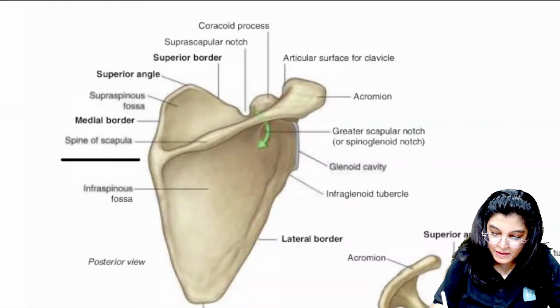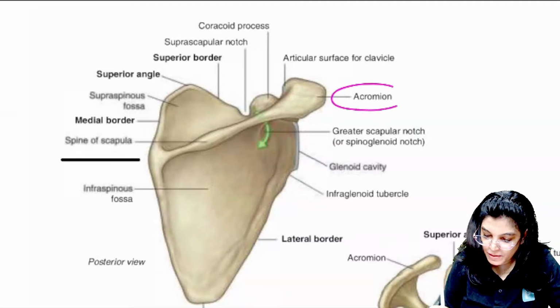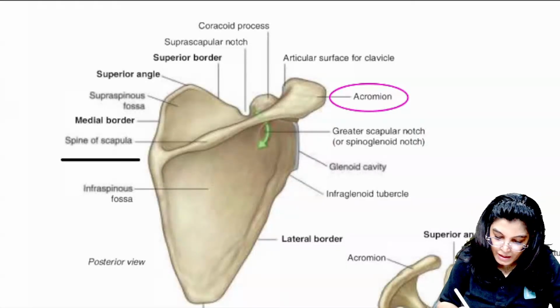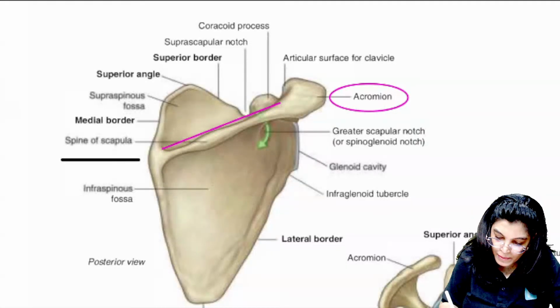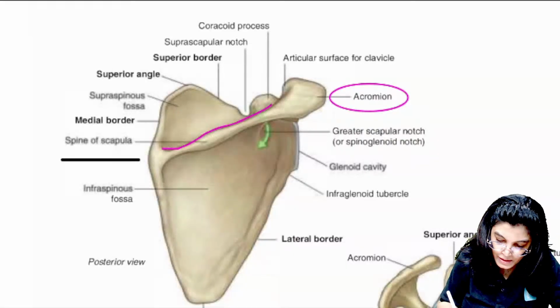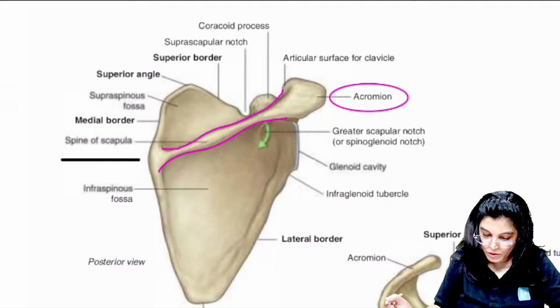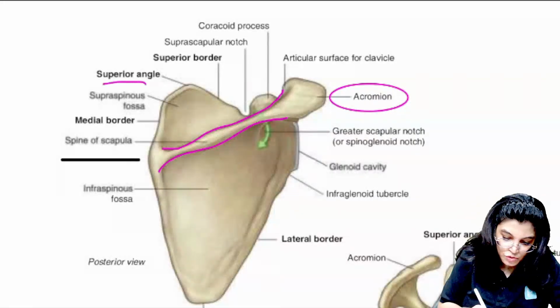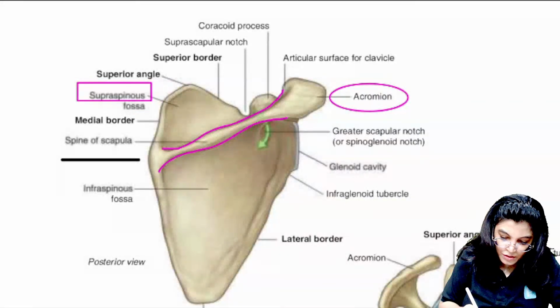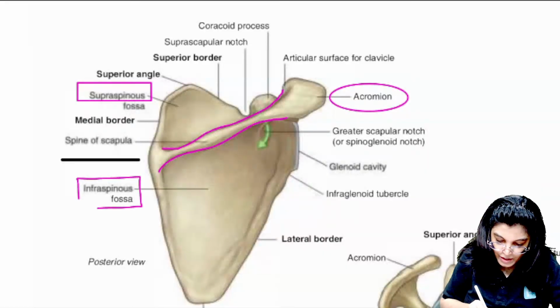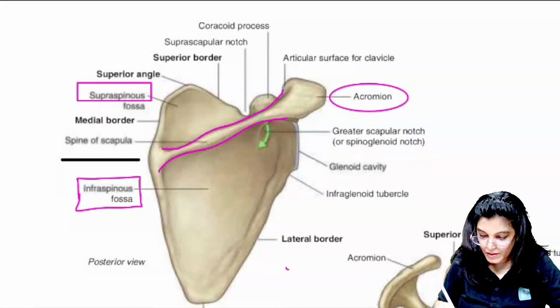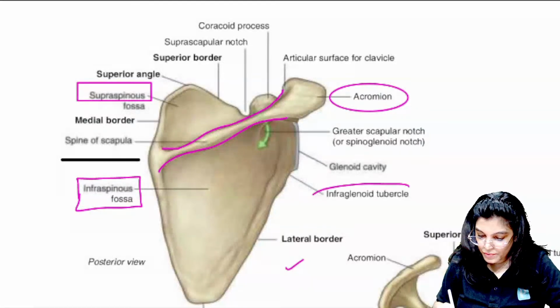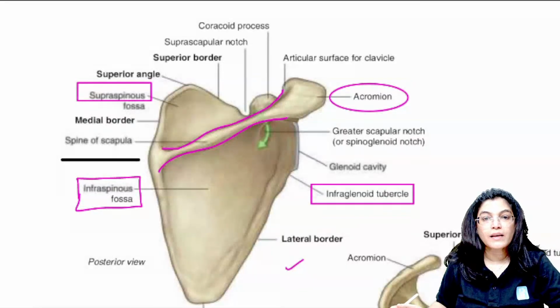So this is the spine of scapula. Also, you can see the acromial process here. This spine of scapula will divide the posterior surface of the scapula into the supraspinous fossa and the infraspinous fossa, as you can see. Also, we can see the infraglenoid tubercle here. We can also appreciate the lateral border.